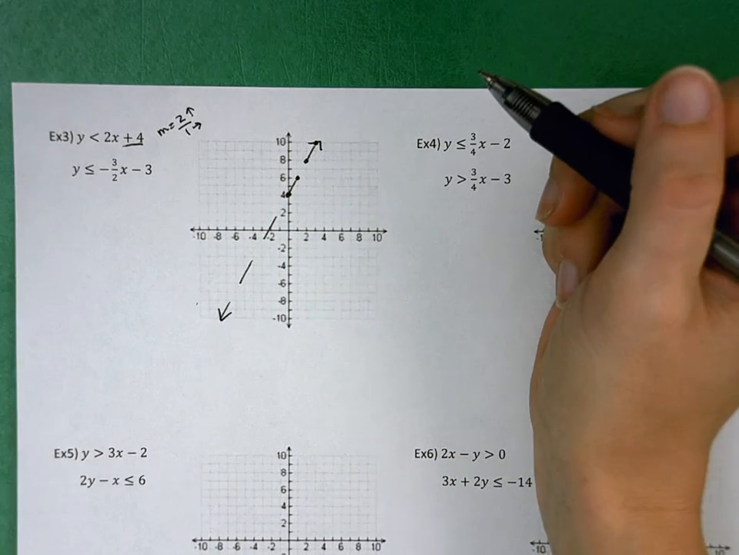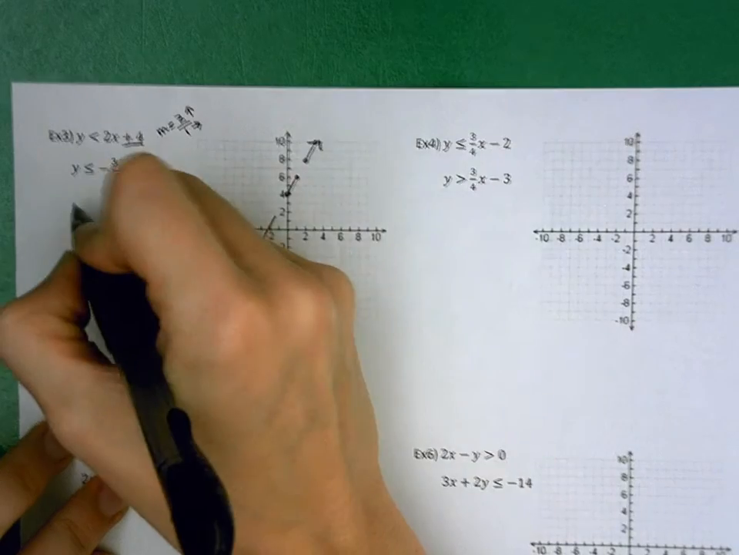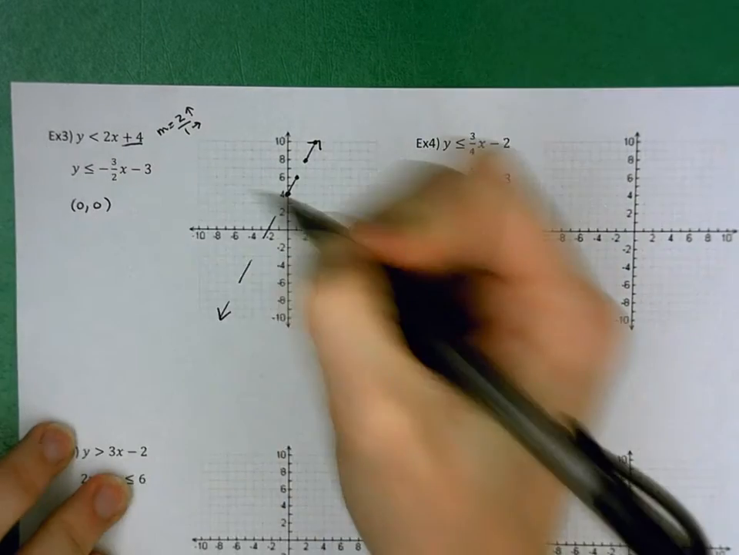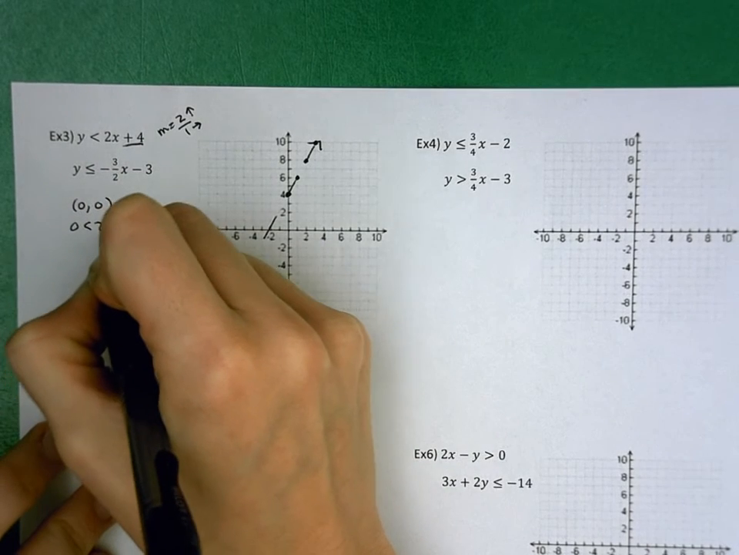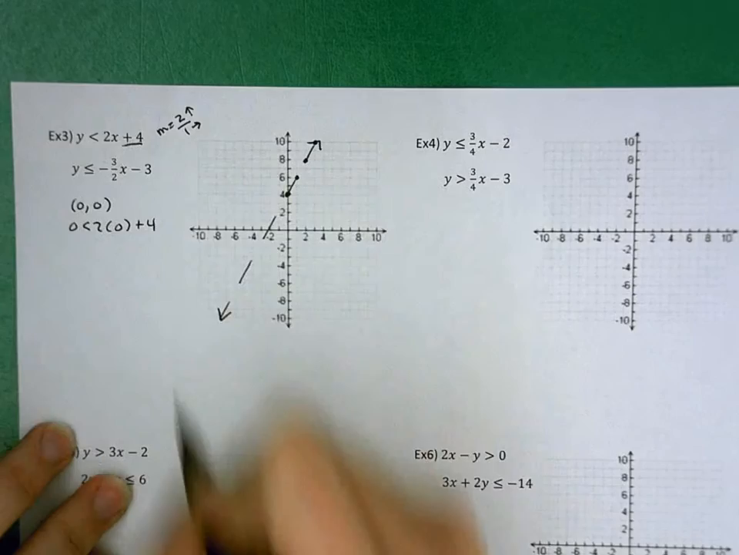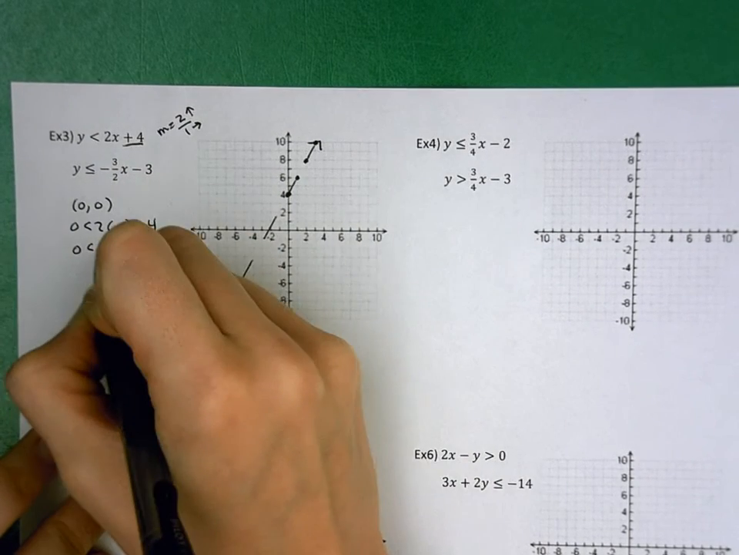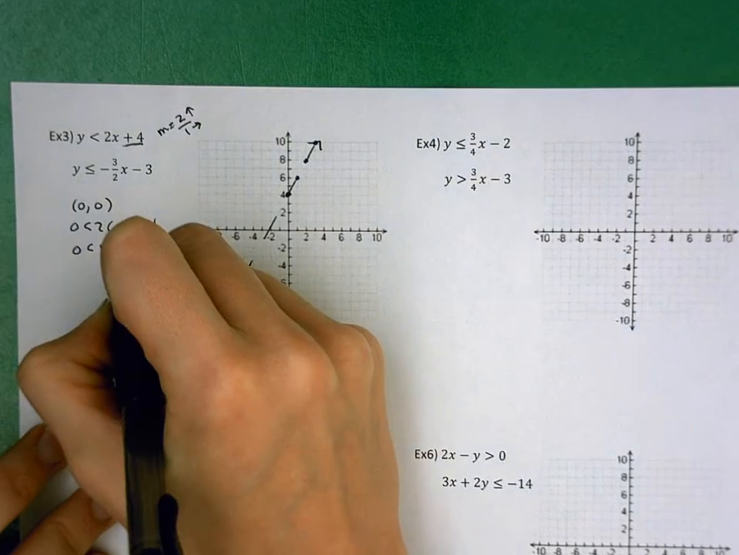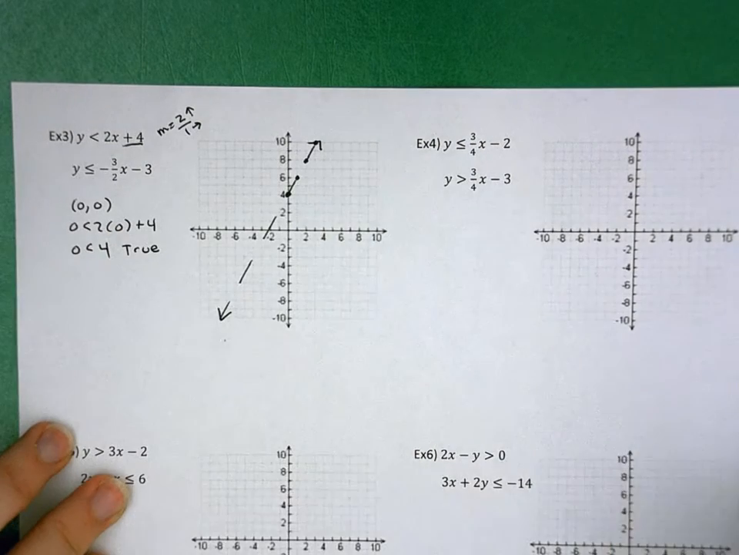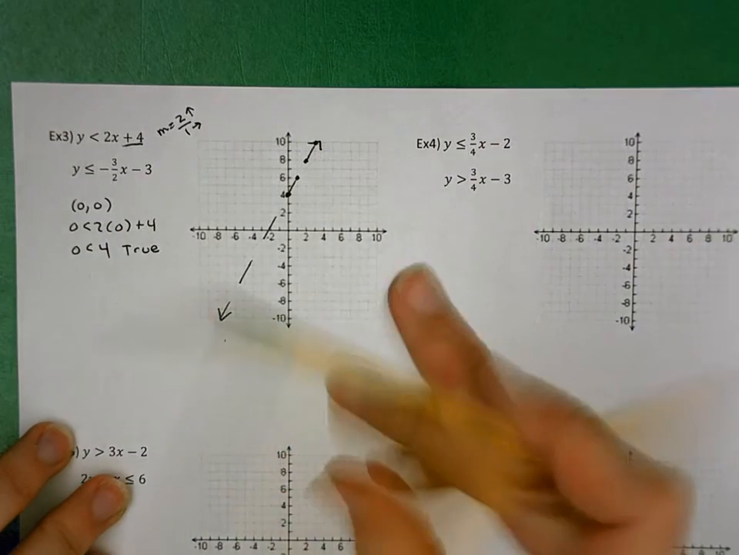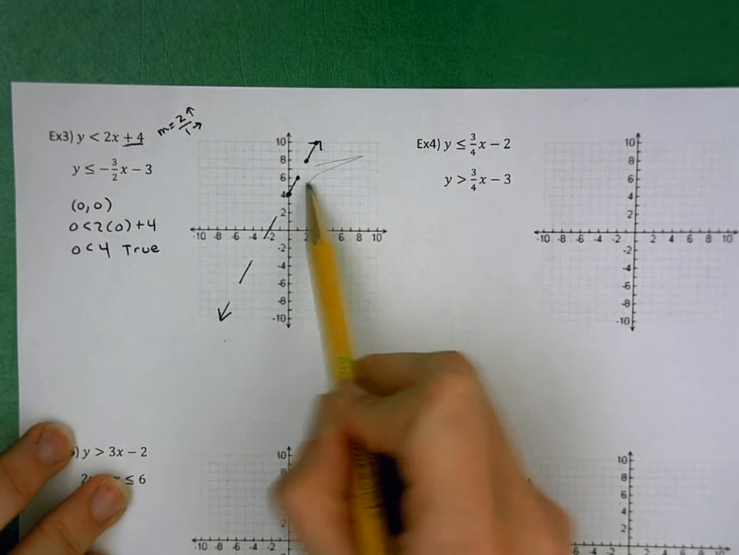Okay, testing a point, 0, 0 is not on that line, so I'm going to go ahead and test 0, 0. I get 0 is less than 2 times 0 plus 4. 2 times 0 is 0, plus 4 is 4. Is 0 less than 4? It is. And so we're going to shade in the side of the line where 0, 0 is. Here's 0, 0. So lightly shade in that side.